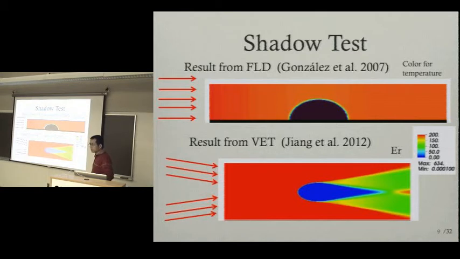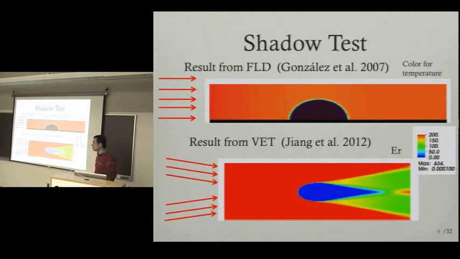The first famous test is the so-called shadow test. Basically, you have an optically thick cloud where the mean free path of the photon is very short, and you shine light coming from the left. The ambient medium is very optically thin, with a very long photon mean free path, so light can penetrate easily. So what should happen is that the light comes in and casts a shadow behind the cloud.